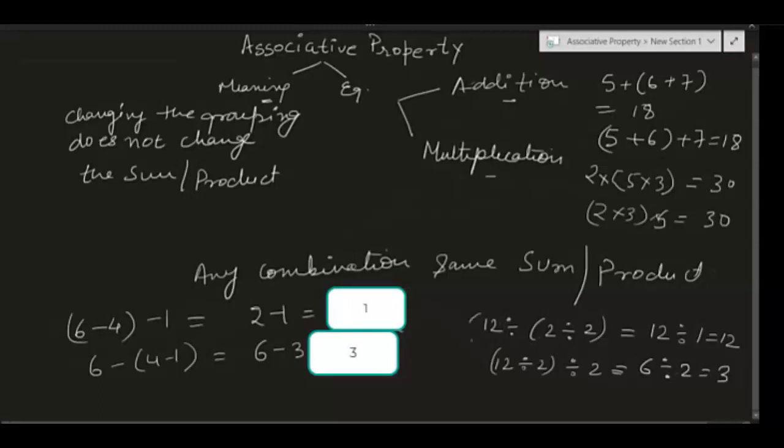So we can say that the associative property is applicable only to addition and multiplication. By changing the grouping and changing the order, it results in the same sum and the product.